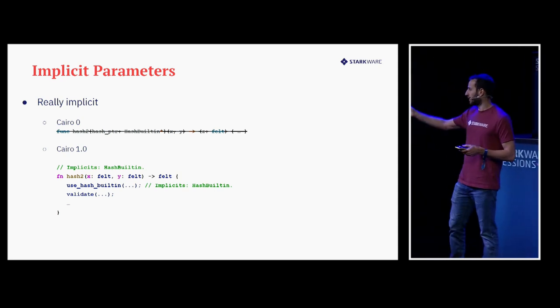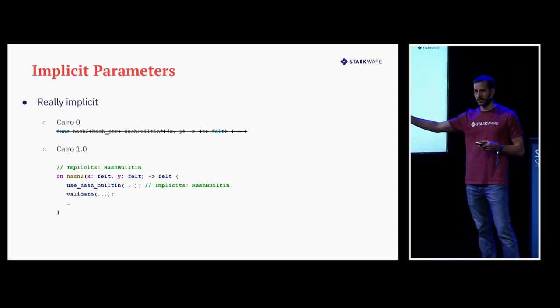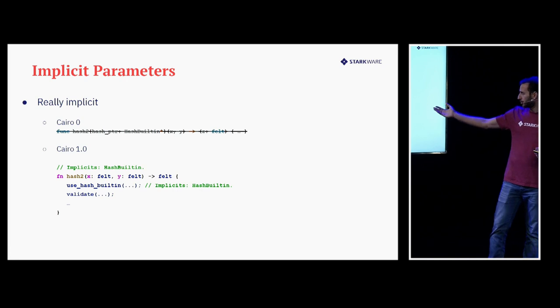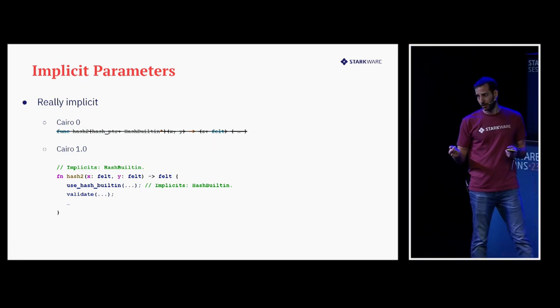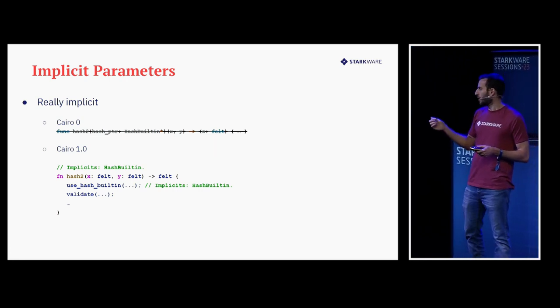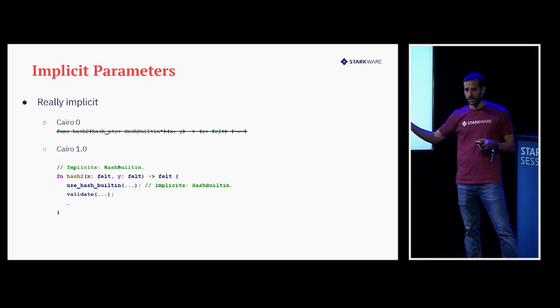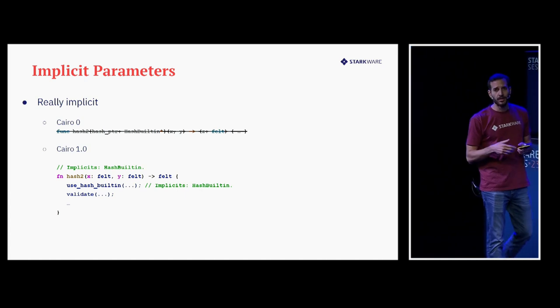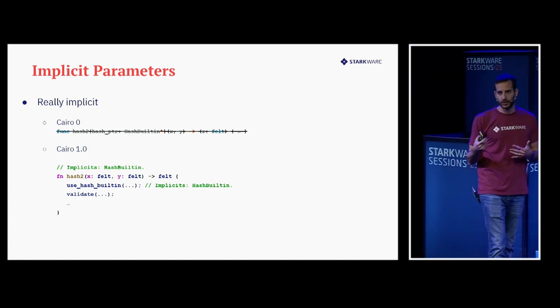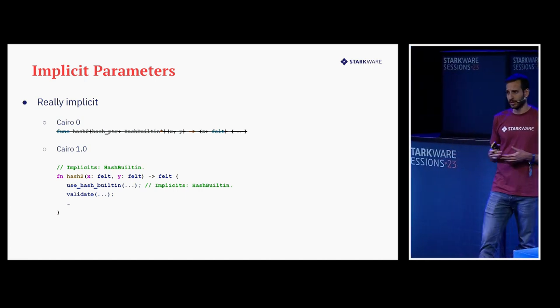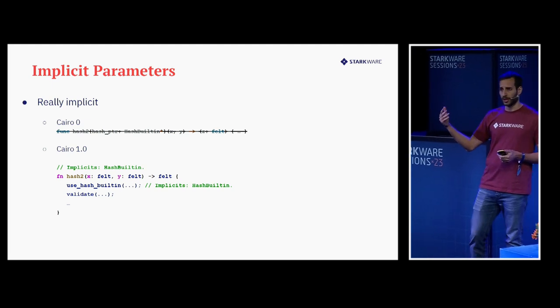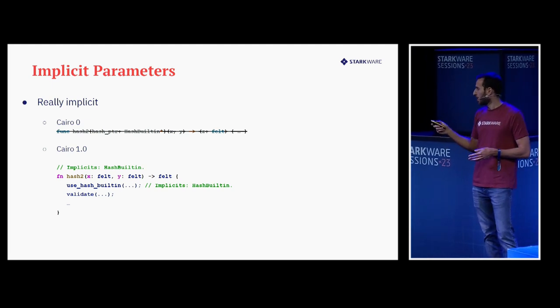And what we did in Cairo 1 is to make it completely implicit. So the same hash 2 function here doesn't specify anything about the hash built-in that we use, which is the implicit parameter. And the fact that the first function here uses the hash built-in tells the compiler that this function hash 2 also uses the built-in. So everything is computed automatically for you by the compiler.